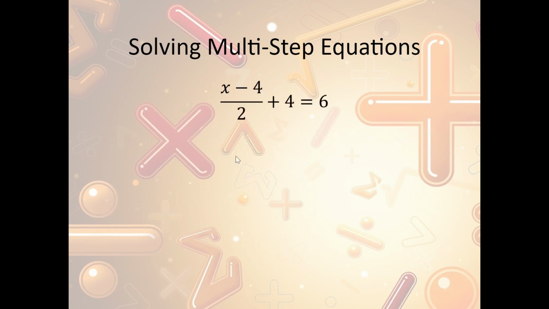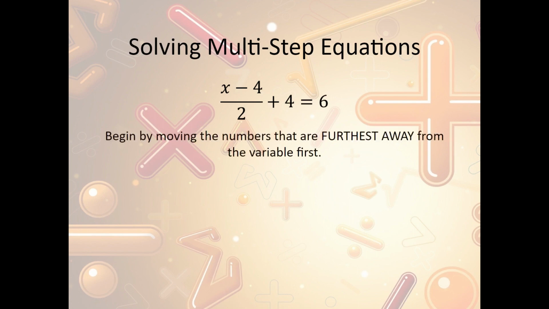Let's talk about how we can solve this multi-step equation. So we have x minus 4 over 2 plus 4 is equal to 6. So remember, our rule is get rid of everything that's not the variable, starting with whatever's furthest away on the same side. So if we look, the 4 is grouped with it, the 2 is underneath it, and this 4 is just kind of floating around. So the 4 should be what we get rid of first.